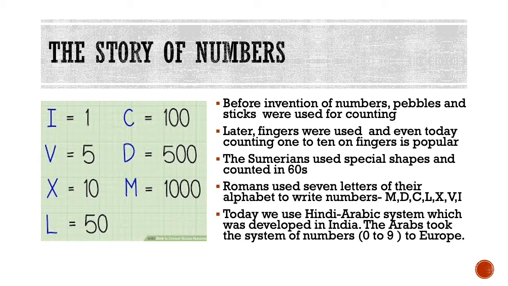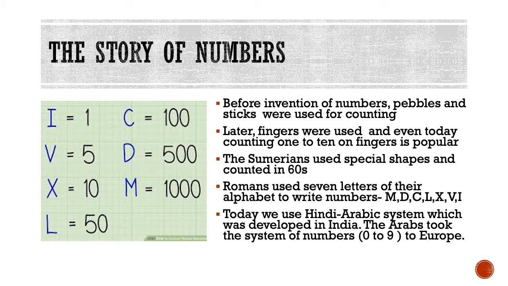The Sumerians used special shapes, but they counted in 60s. The Romans used 7 letters of their alphabet to write numbers. Now, do you know in English we use Roman script? So, what is the alphabet used in English? A, B, C, D, and that is in Roman script.